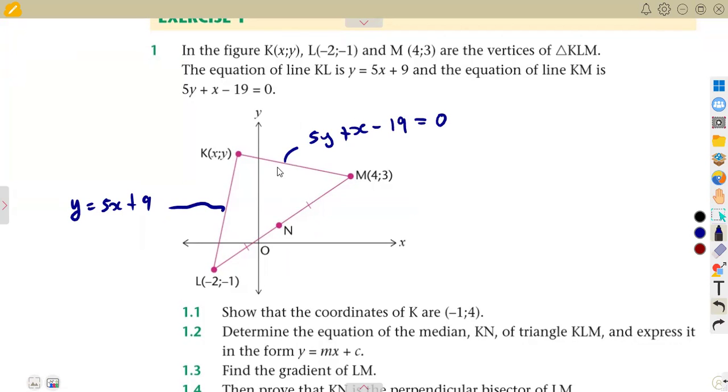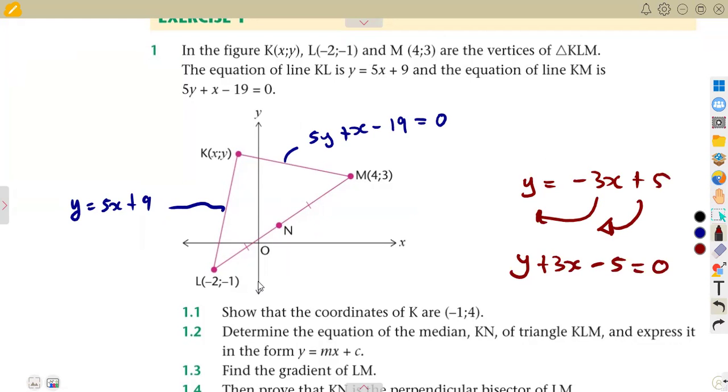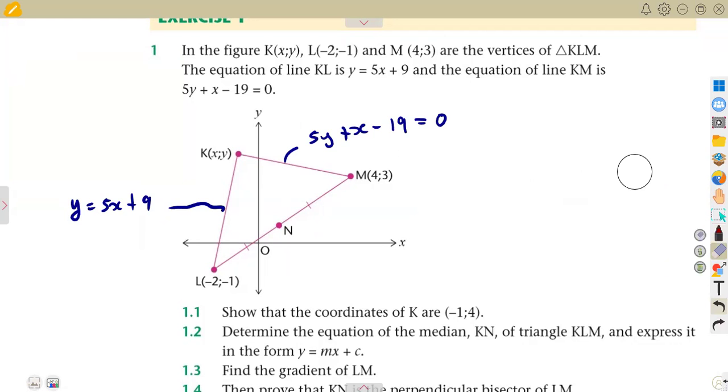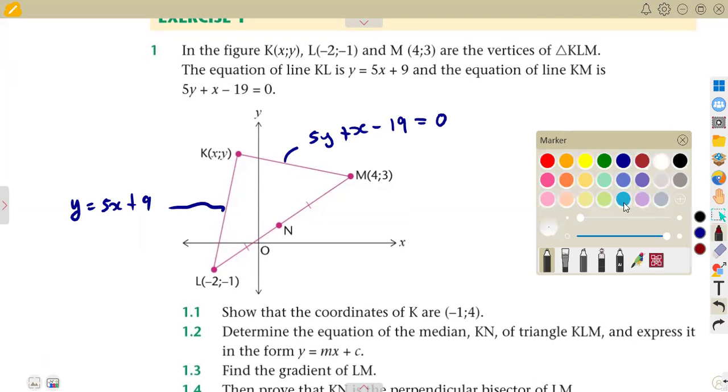Equations can also be written this way, guys. It's like having an equation like y = -3x + 5. I can choose to transpose everything to this side, so it's going to be y + 3x, transpose the 5, it will be -5 = 0. So don't be scared about the format of that equation. We can even make y the subject. You can write it the way that you want.